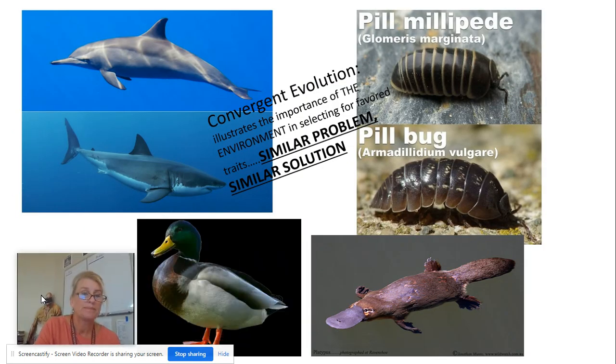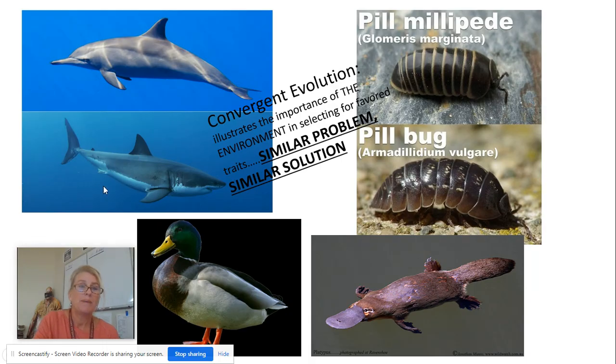I'll move my picture real quick. Probably the most basic example of convergent evolution are sharks and dolphins. They both have a dorsal fin, they both have long streamlined bodies for speed, but one is a fish, the shark, and the other is a mammal, the dolphin. I didn't really know the difference between the pill bug and the pill millipede, but I'm sure there's some. These just came up in my search for convergent evolution.